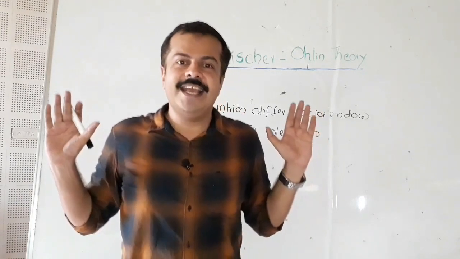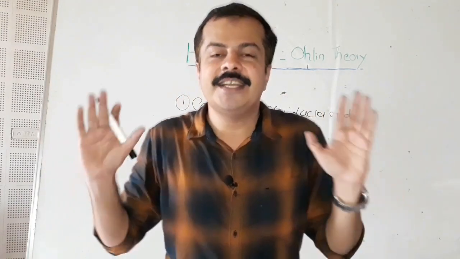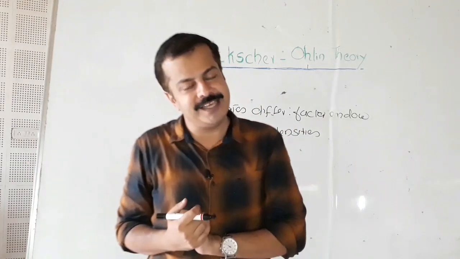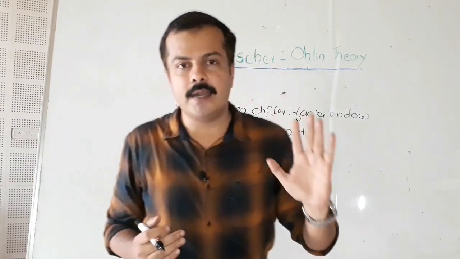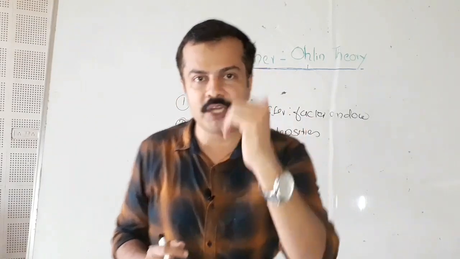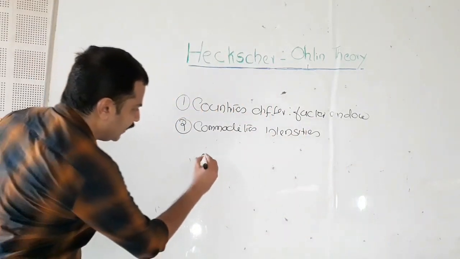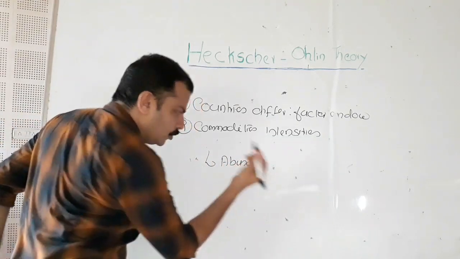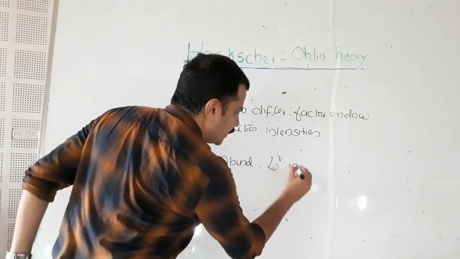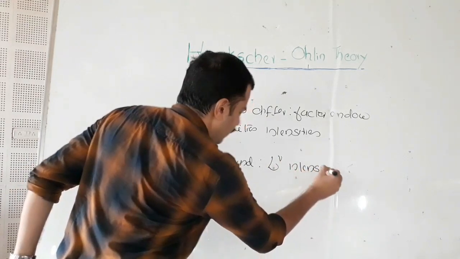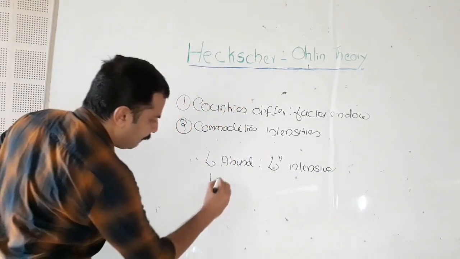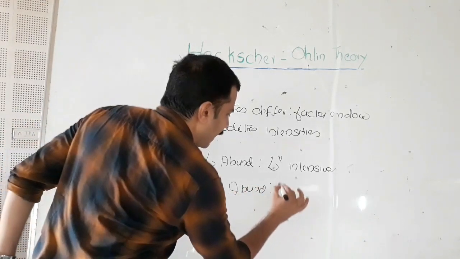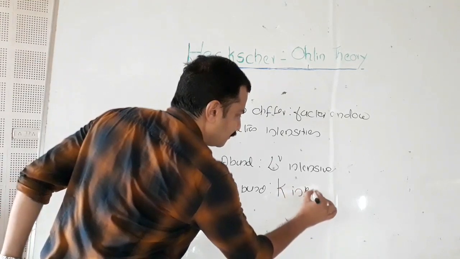It means that a labor abundant country tends to specialize in the production of labor intensive commodities. A capital abundant country tends to specialize in capital intensive commodities. That means if your country is a labor abundant country, you tend to produce labor intensive commodities. If your country is a capital abundant country, you tend to produce capital intensive commodities.